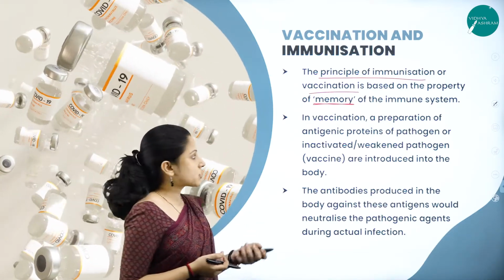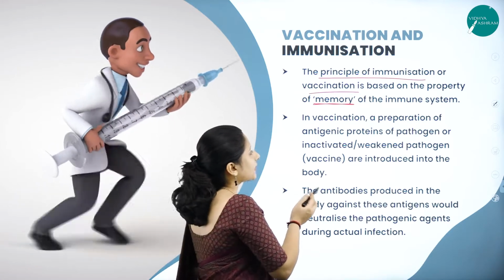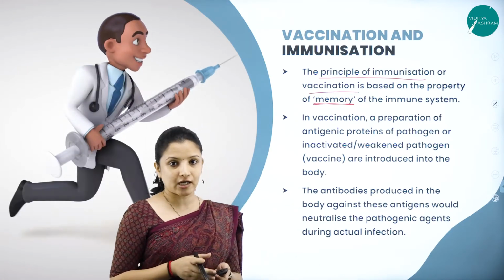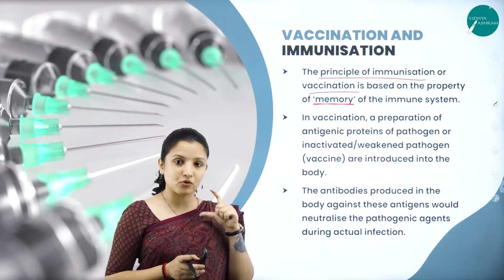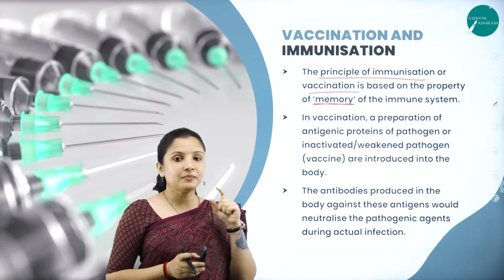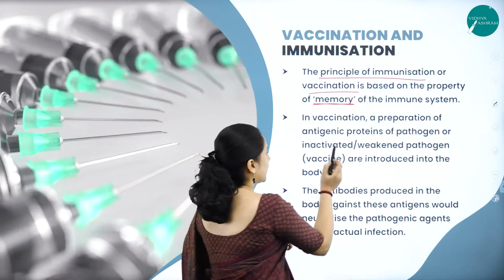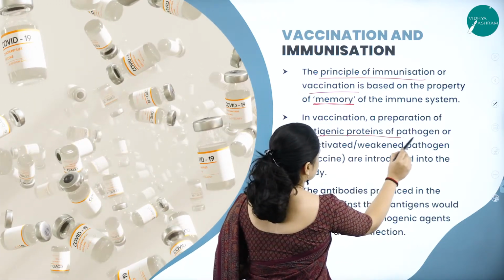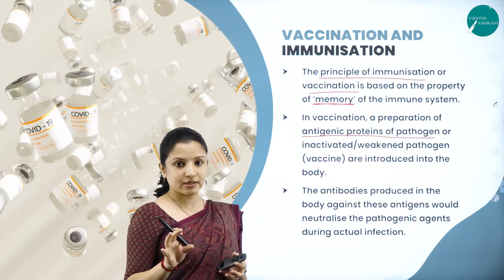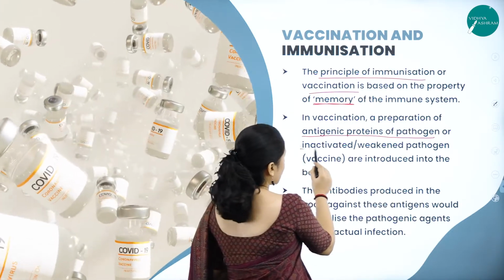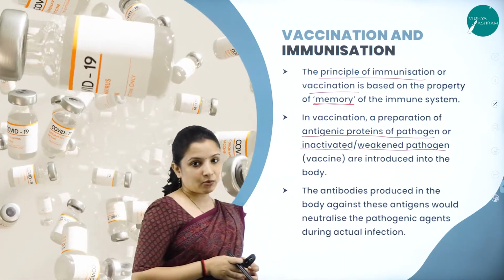So vaccination is a preparation of antigenic proteins of pathogens. What exactly does the vaccination contain? In vaccination, usually they use either the proteins or the smaller particles of the particular virus or bacteria, whatever it is. So they use antigenic proteins of the pathogen, or they can use the whole pathogen itself, wherein they would have inactivated or weakened the pathogen. So that is nothing but the vaccine.